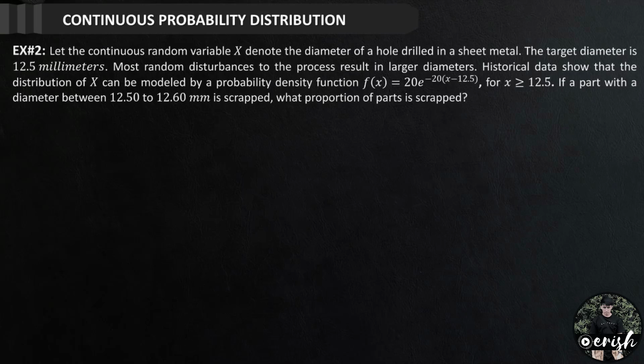Let a continuous random variable x denote the diameter of a hole drilled in a sheet metal. The target diameter is 12.5 millimeters. Most random disturbances to the process result in larger diameters. Historical data show that the distribution of x can be modeled by a probability density function of f of x equals 20 times e raised to negative 20 times (x minus 12.5) for x greater than or equal to 12.5.